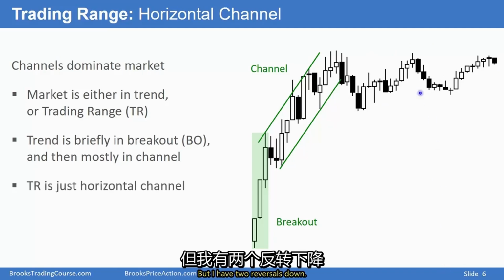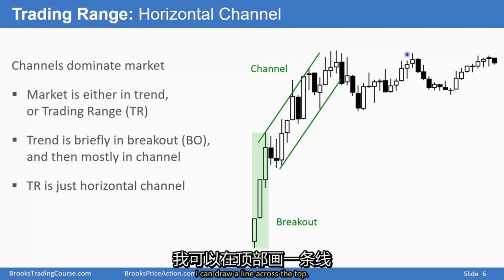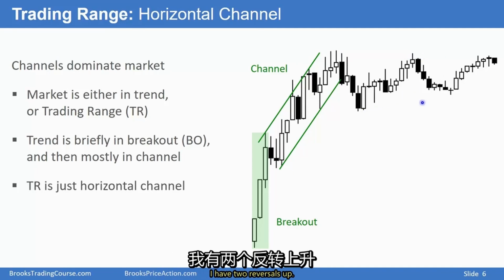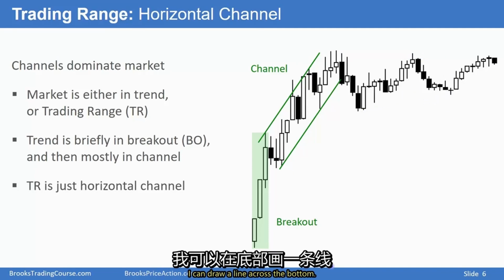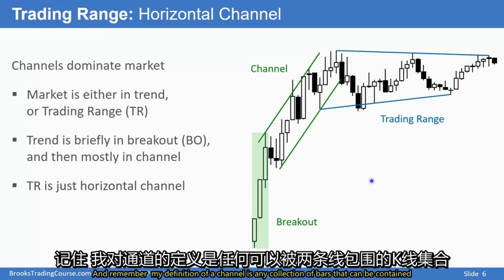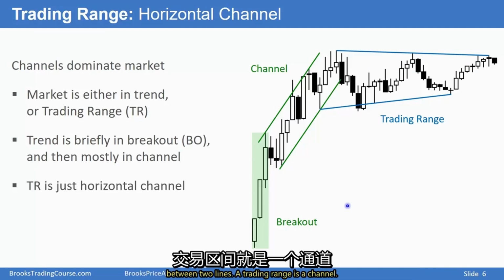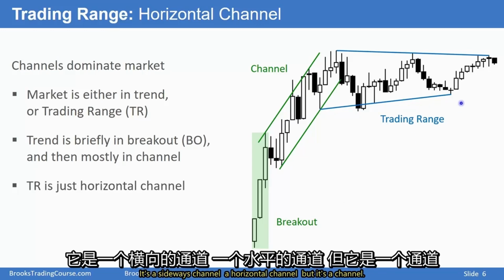But I have 2 reversals down. I can draw a line across the top. I have 2 reversals up. I can draw a line across the bottom. And remember, my definition of a channel is any collection of bars that can be contained between 2 lines. A trading range is a channel. It's a sideways channel, a horizontal channel, but it's a channel.